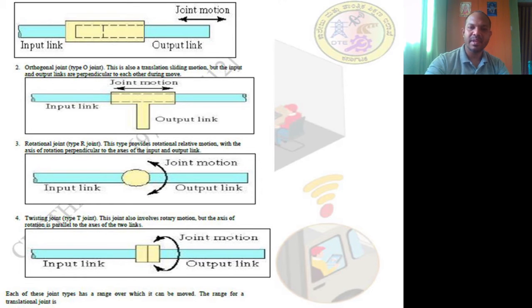Each of the joint types has a range over which it can be moved. It is something like even our hands. I can make this a rotational one, even my shoulder joint also. But it is constrained and restricted. I cannot make this go completely backside, because it is restricted. Within constrained movements, these can operate.